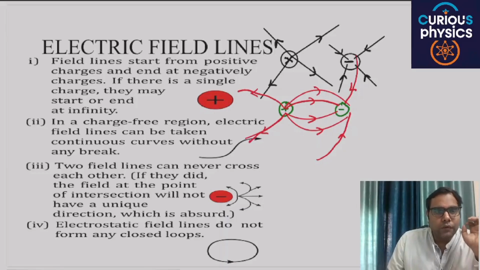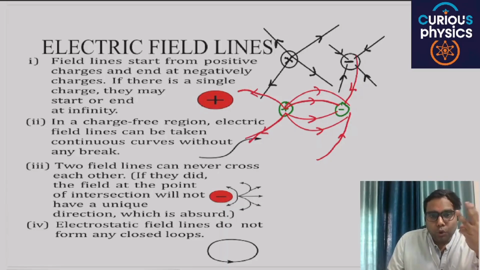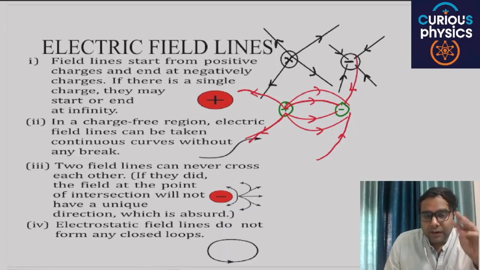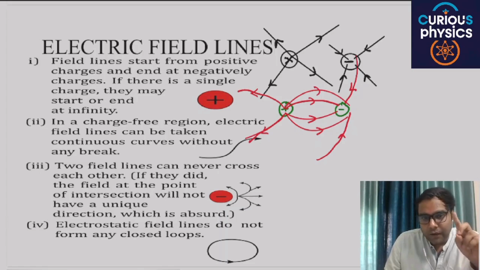Next, two field lines can never cross each other. Why? Because if they cross each other at a particular point, there will be two directions of the net electric field, but at a particular point only one direction and one magnitude is possible. That's why electric field lines never cross each other.